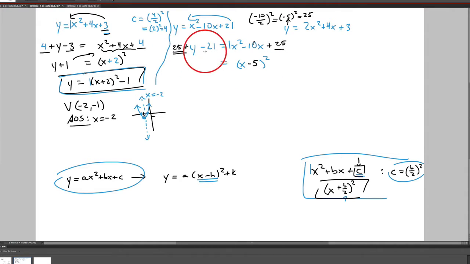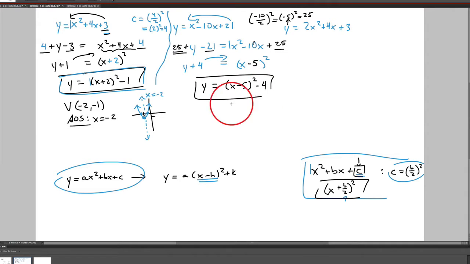Now on the left side, again, you're just combining like terms. I suppose we'd have y plus 4, and the only thing I'd have left to do is just go ahead and move that back over. We have (x minus 5) squared minus 4. So looking at this, we could say that our vertex is at (h, k), (5, negative 4), and our axis of symmetry would lie at x equals 5.